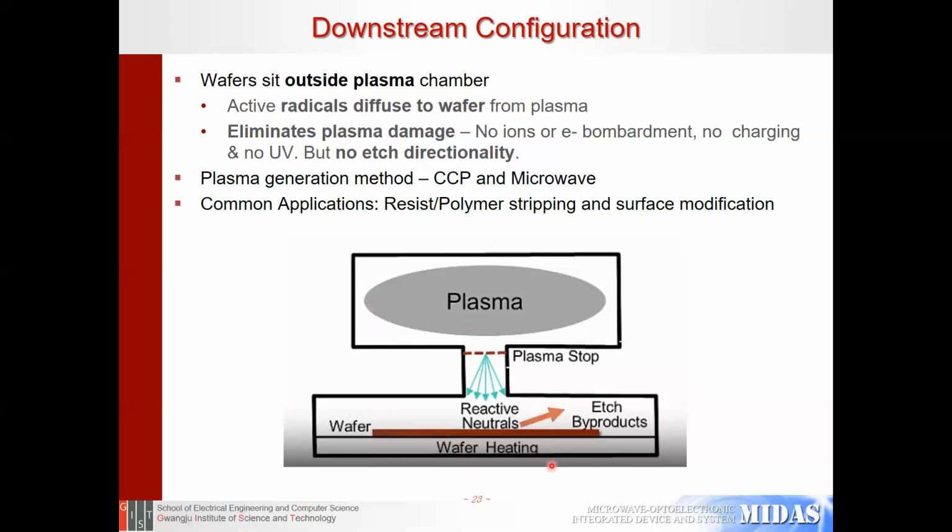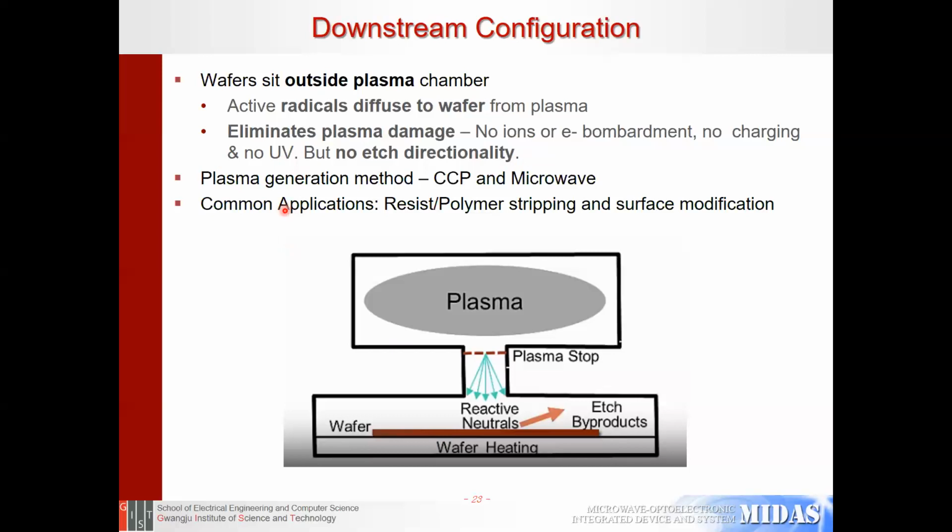The wafer sits out of the plasma chamber, and active radicals that have a long lifetime can diffuse from the plasma through the plasma stop and down to the wafer. And we set up the geometry so everything is nice and uniform at the wafer. It eliminates the damage. So there are no ions or electron bombardment, no charging, and no UV, but we get no edge directionality. It is going to be totally isotropic as far as etching goes.